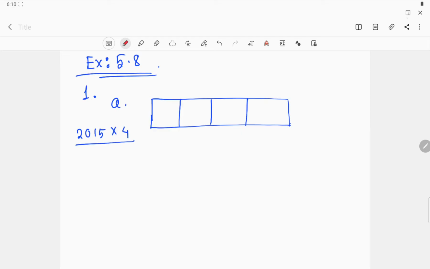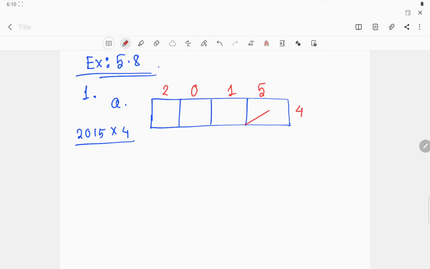Okay, now exercise 5.8, question number 1a says solve using the lattice method. The question number A, 2015 cross 4, and a box or grid is given. This is a 4 by 1 grid because the number is 4 digit by 1 digit. We are multiplying 4 digit by 1 digit. So in this upper portion, in this column, the number will be 2015, and here it will come 4.